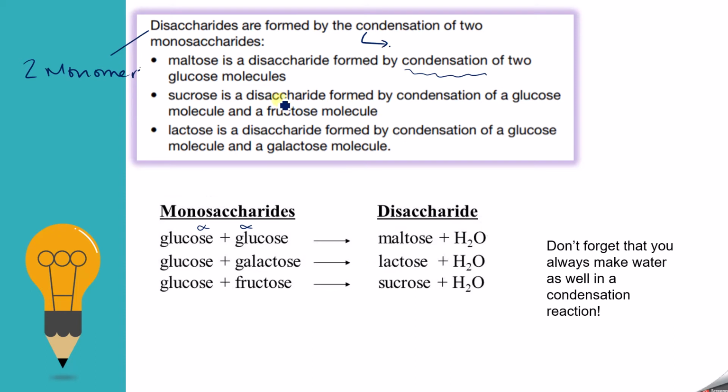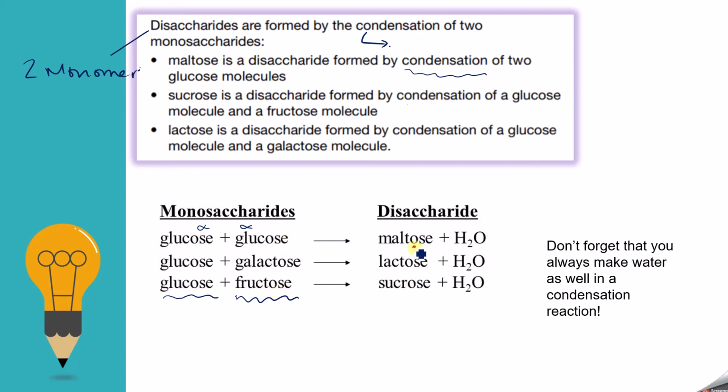Then you've also got sucrose. Now sucrose is also another disaccharide. It's formed by condensation, so it's joining two monomers together to form a chemical bond and the release of water. So here we are going to have glucose as the first monomer, and the other monomer is fructose. So glucose plus fructose makes sucrose.